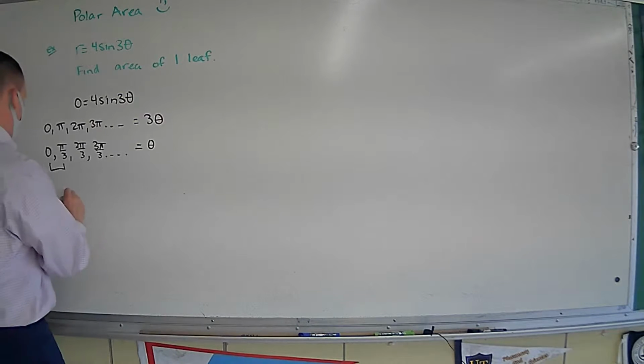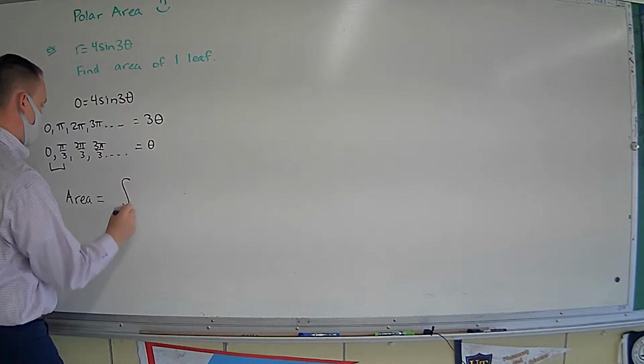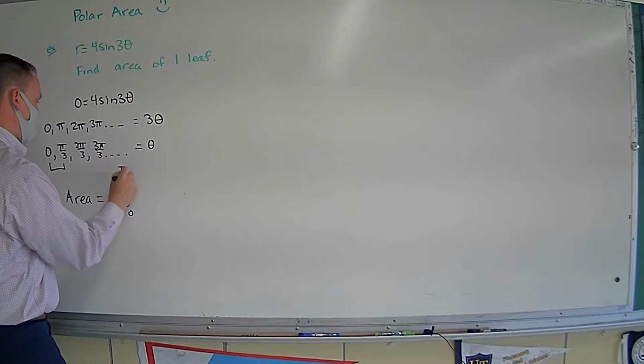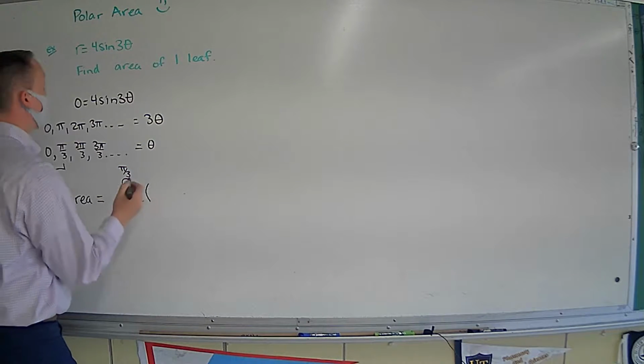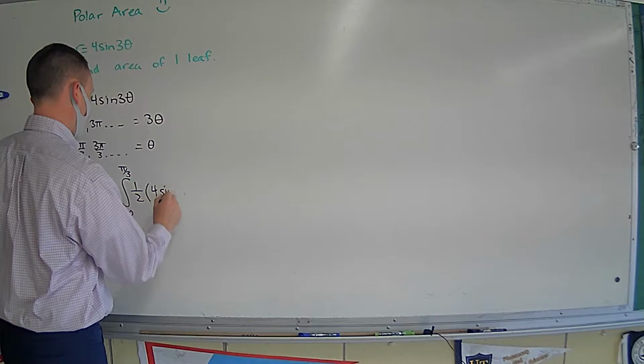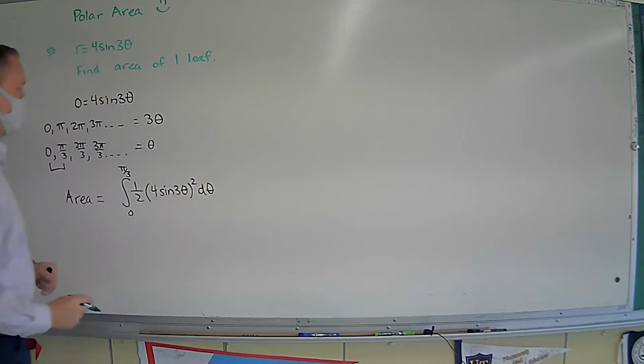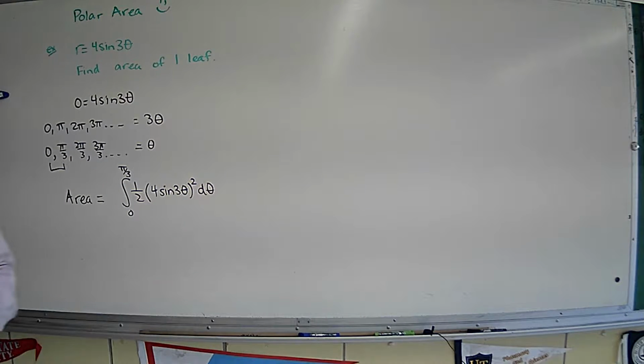So the area of one leaf: what was it? It's 1/2 r squared d theta. So r was 4 sine of 3 theta, squared, d theta. So that's the area that's swept out from 0 to pi over 3.